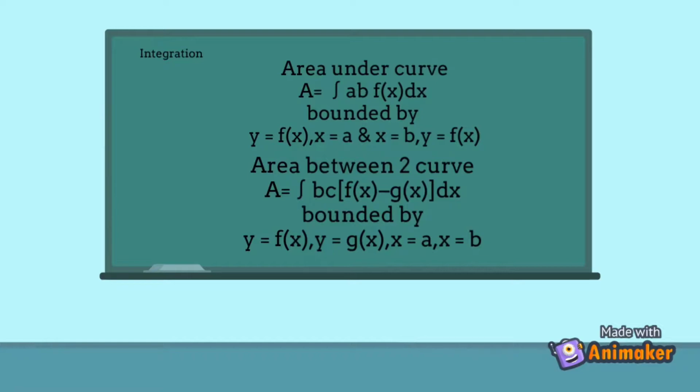Then for topic integration, we choose the subtopic area under curve and area between two curves. For the formula of area under curve, the integral from B lower limit to A upper limit of f(x) dx, bounded by y equal to f(x), x equal to A and x equal to B. Area between two curves. The formula of area between two curves is the integral from A to B of f(x) minus g(x) dx, bounded by y equal to f(x), y equal to g(x), x equal to A, x equal to B.